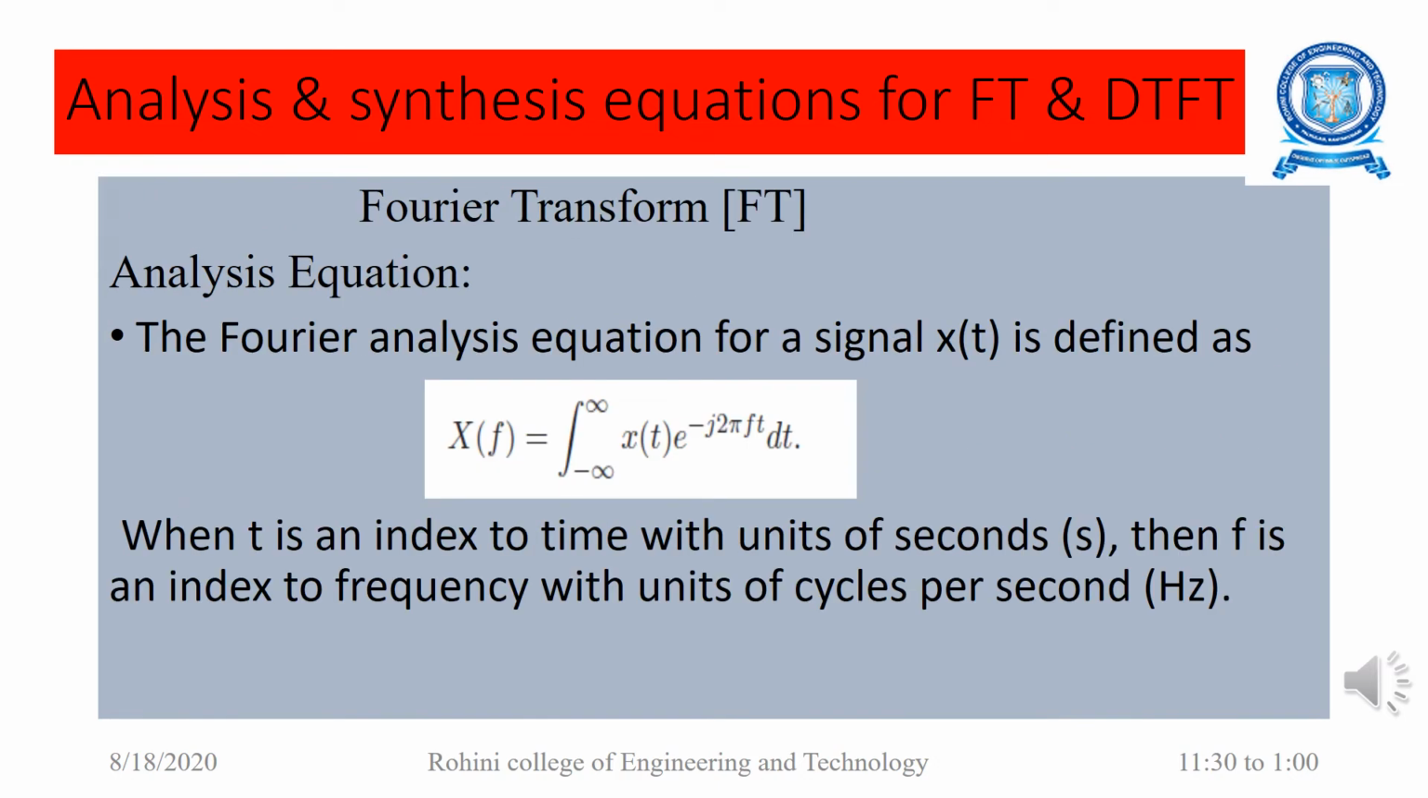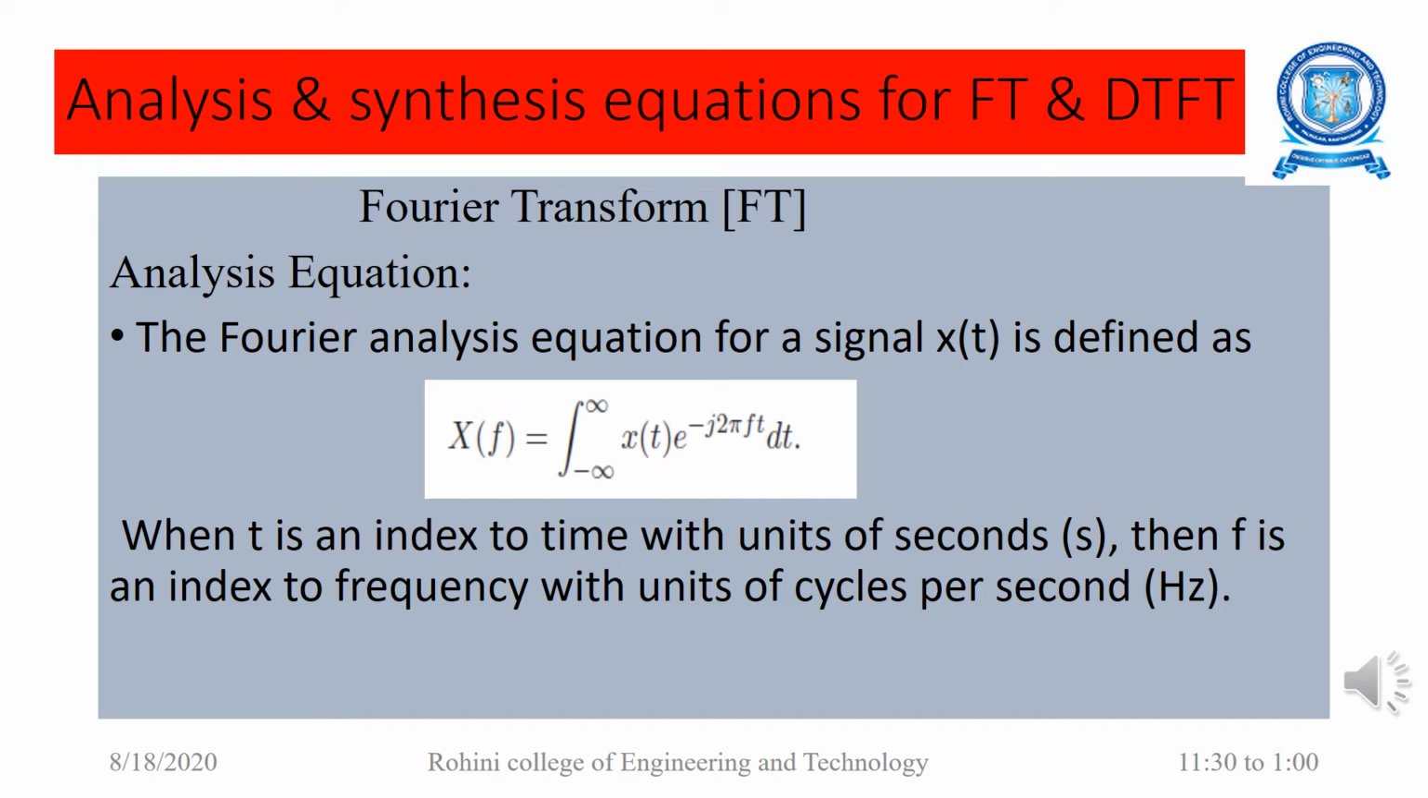Next we move on to the analysis and synthesis equations for the Fourier transform and discrete time Fourier transform. First we are going to see the Fourier transform analysis equation. The Fourier analysis equation for a signal x of t is defined as X of f. That means the input is in time domain, x of t, and we are going to calculate the signal value in frequency domain, X of f. F is the frequency domain. So X of f is equal to the integral from minus infinity to infinity of x of t e power minus j 2 pi f t dt.